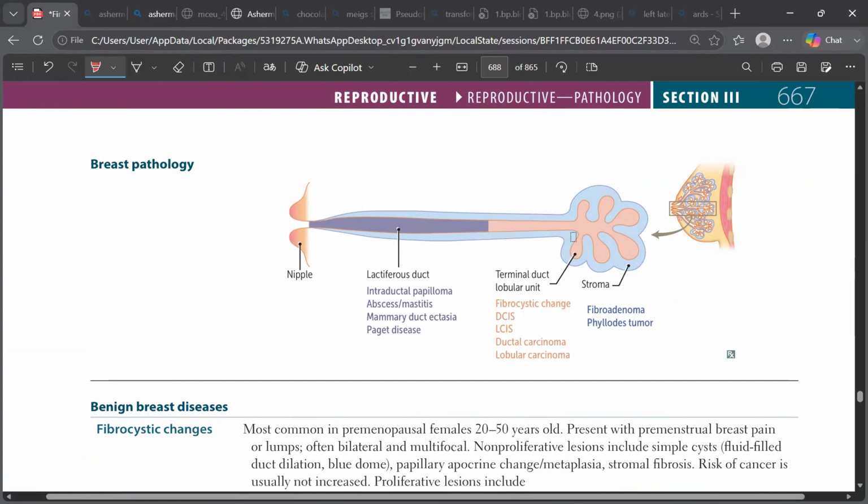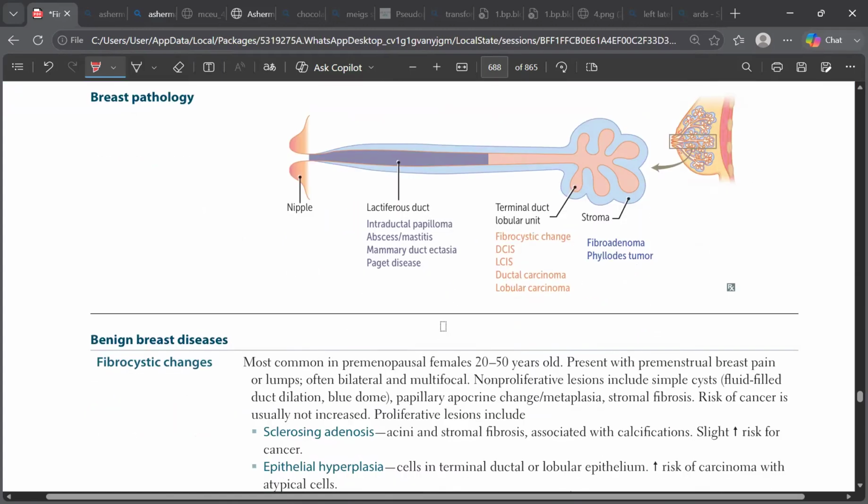There are different conditions related to each of these parts. The stroma corresponds to fibroadenoma or phyllodes tumor. The terminal duct lobular unit, which is the functional unit of the breast, is associated with fibrocystic change, DCIS, LCIS, ductal carcinoma, and lobular carcinoma. We'll see what these are. Lactiferous duct is associated with intraductal papilloma, abscess or mastitis, mammary duct ectasia, and Paget's disease. So let's dive into it.